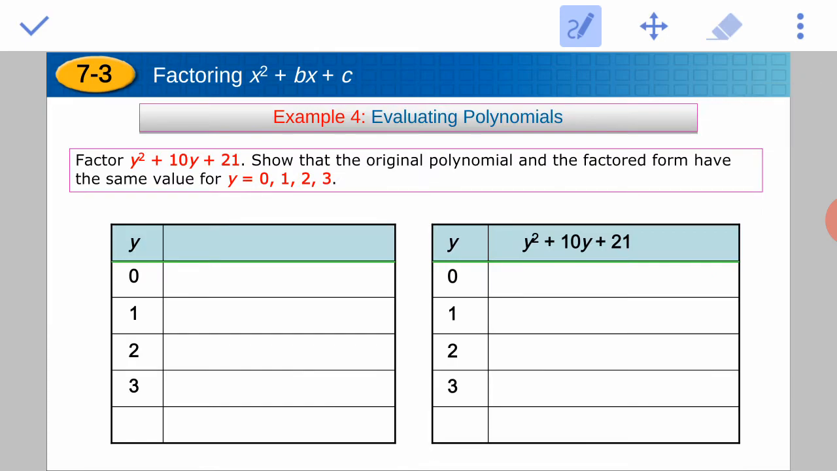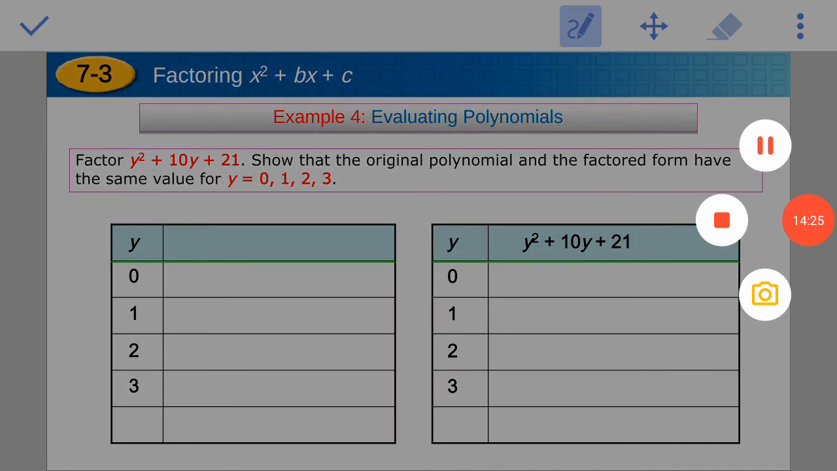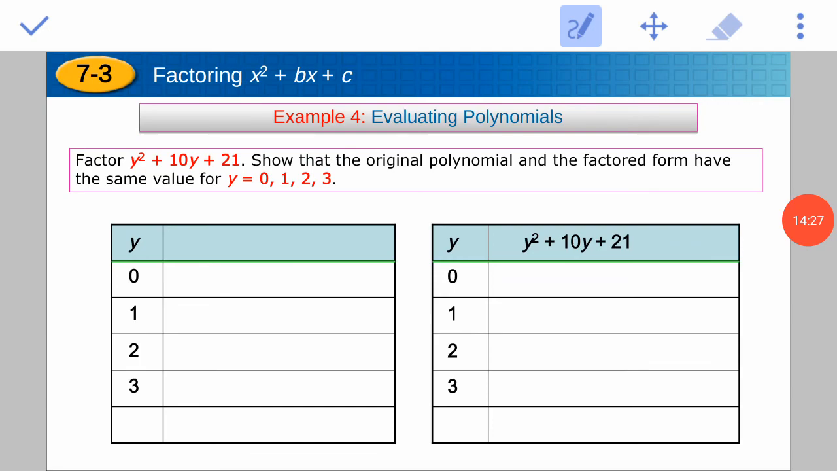Now it's time to finish this section with example number 4. In example number 4, we're trying to prove that the polynomial form is equivalent to the factored form. What do I mean? This is what we call the polynomial form, the original form: y squared plus 10y plus 21. And for the factored form, you create two binomials and you factor this according to what you learned in example 2 and example 3.